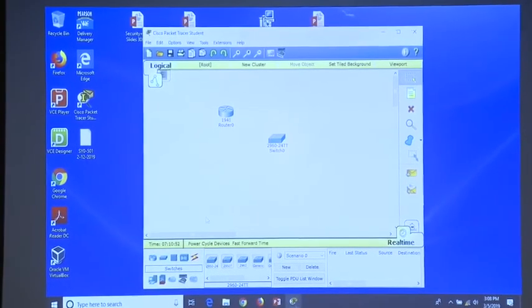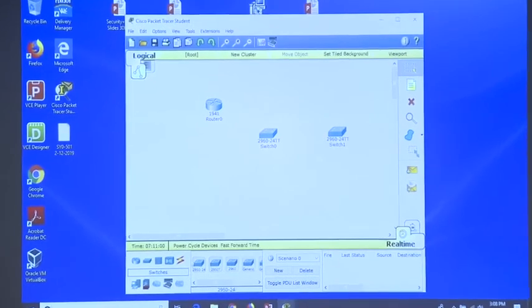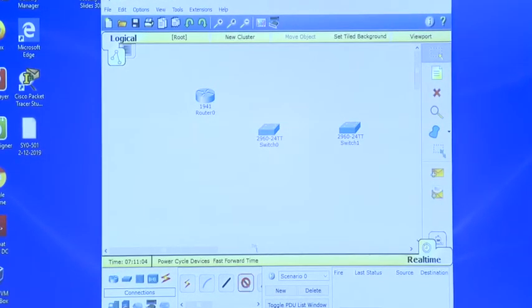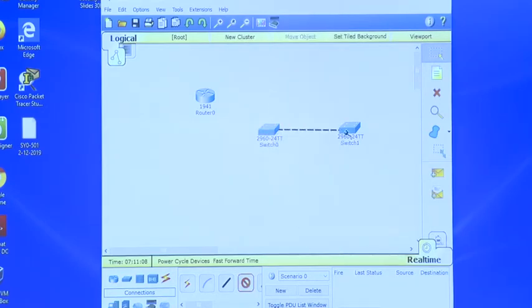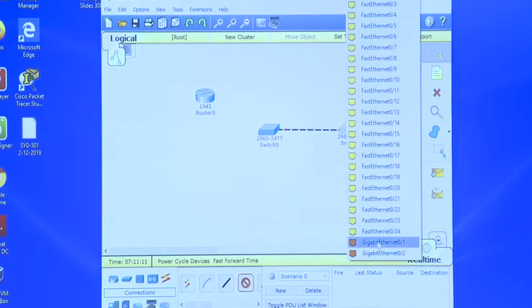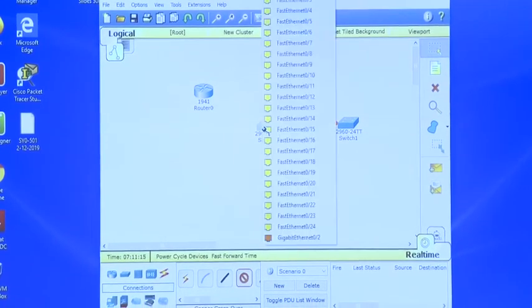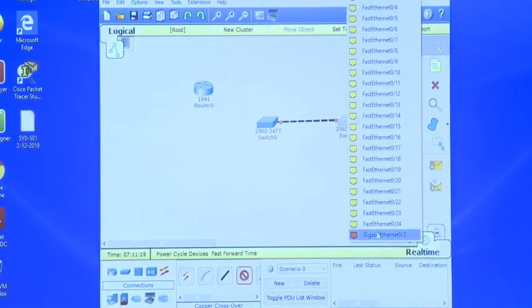Okay, so I got a switch here already. You grab another switch. And let me interconnect these guys. If I'm connecting like system to like system, I'm going to be using a crossover cable. So my question to you is this: did I just create a loop?